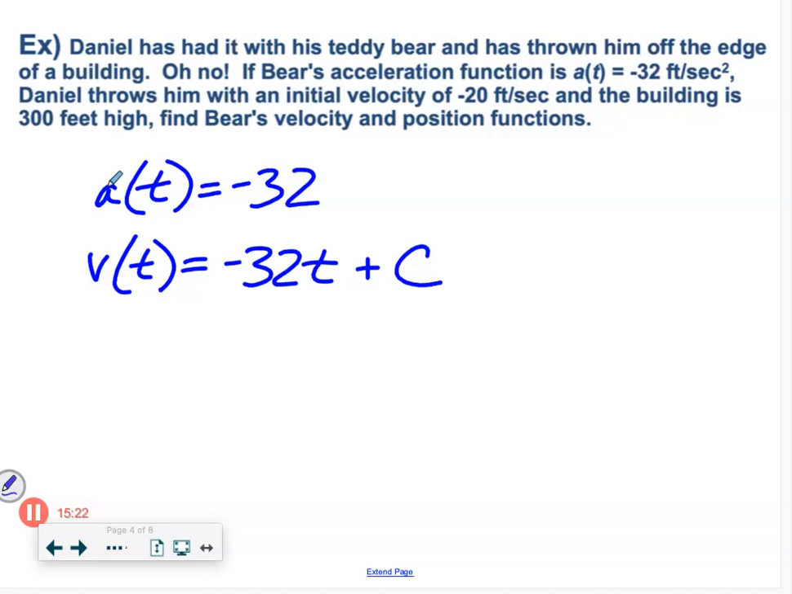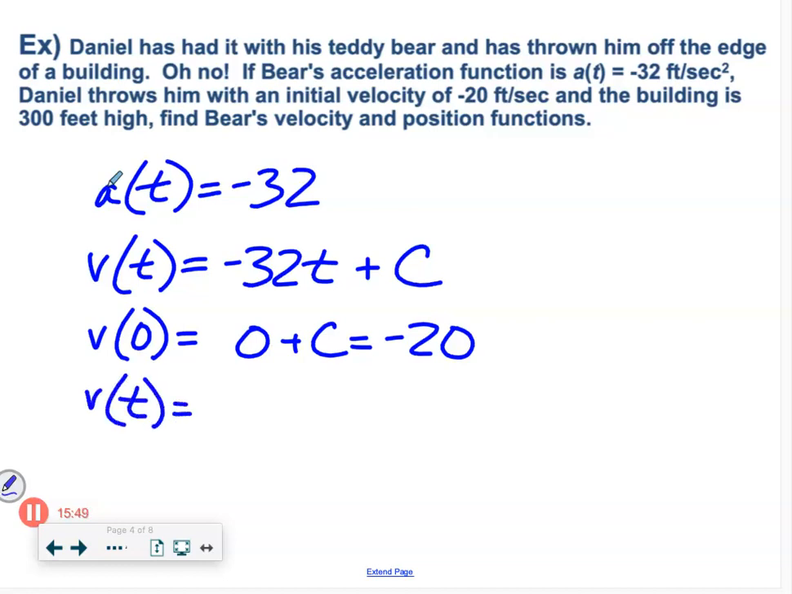Is there any information we have that we can use to solve for c? Initial velocity is? What does initial mean? Time is 0, right? Whenever you're given initial, it means time is 0. So initial velocity being negative 20 means v of 0 is negative 20. So our c is negative 20. So our velocity is now negative 32t minus 20. All right, everyone, find a position function.